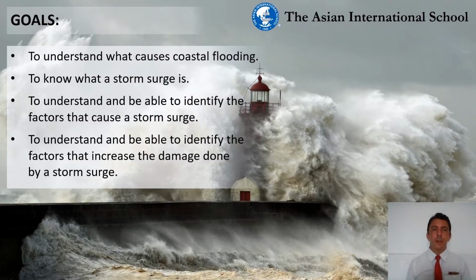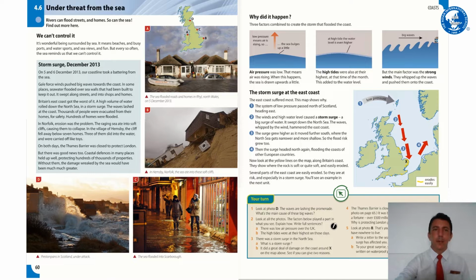So your goals today: to understand what causes coastal flooding, to know what a storm surge is, to understand and be able to identify the factors that cause a storm surge, and to understand and be able to identify the factors that increase the damage done by a storm surge. So let's start 4.6, Under Threat from the Sea.